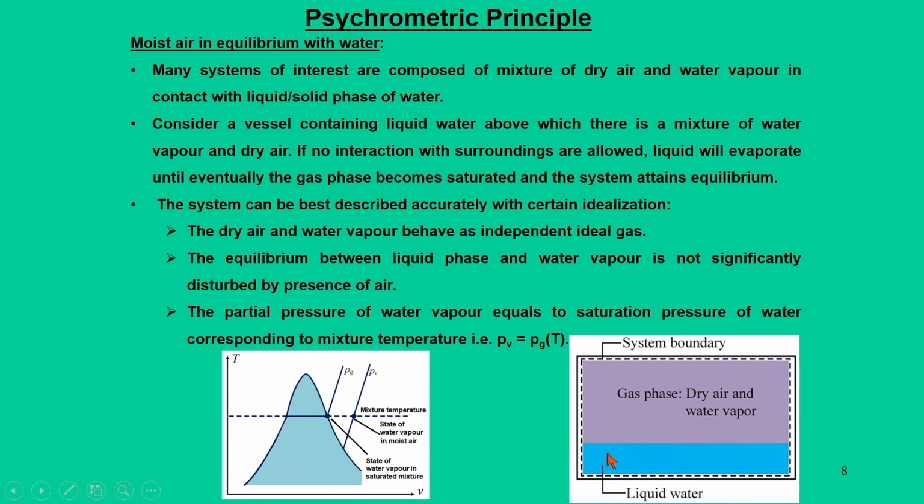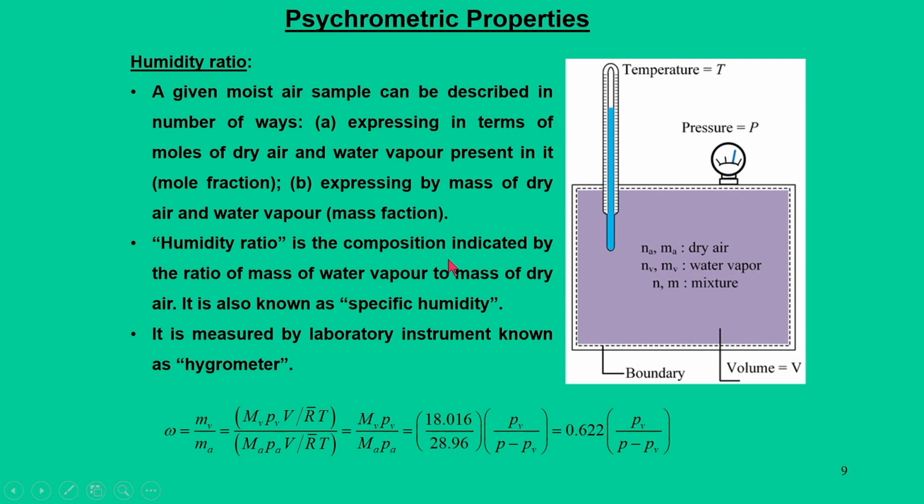So, for the liquid water, separate treatment can be done as far as the steam table is concerned, and it is in the saturated liquid state. For the gas phase, we can separate one part as dry air and the other part as water vapor. The equilibrium between the liquid phase and water vapor is not significantly disturbed by the presence of air. The partial pressure of water vapor is equal to the saturation pressure of water corresponding to the mixture temperature. With these assumptions, we can model this moist air when it is in equilibrium with water.